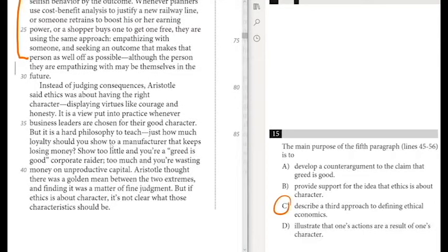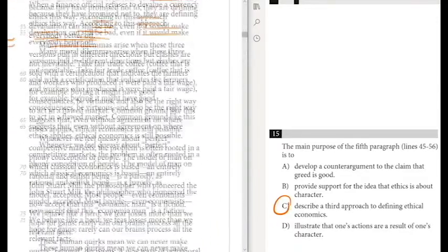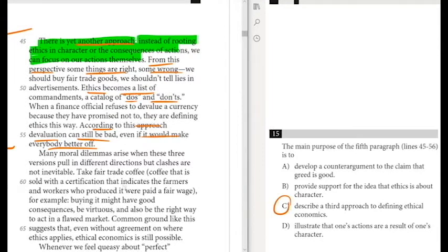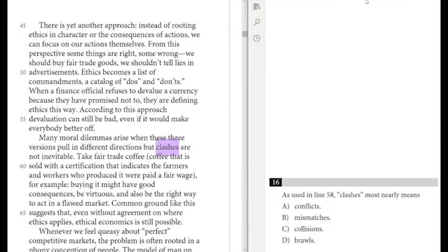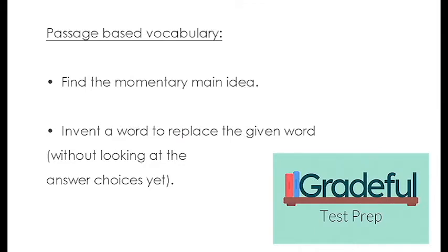And then there's the second big approach, which was, instead of judging consequences, Aristotle said ethics was about having the right character. So the second approach had to do with character. And then here we literally have the third approach, which we already talked about, which is the one that said we can root our ethics in the actions themselves. So literally the third approach, and the answer for 15 is C. Question 16 is our passage-based vocabulary, where we once again want to get the momentary main idea, and then we want to invent a word to replace the given word.